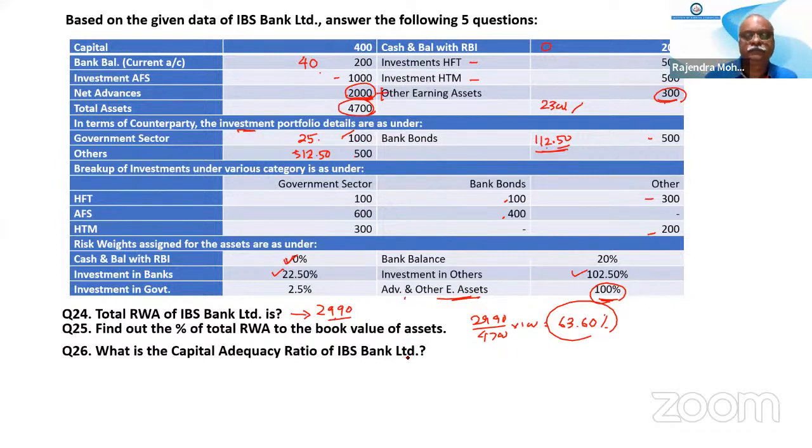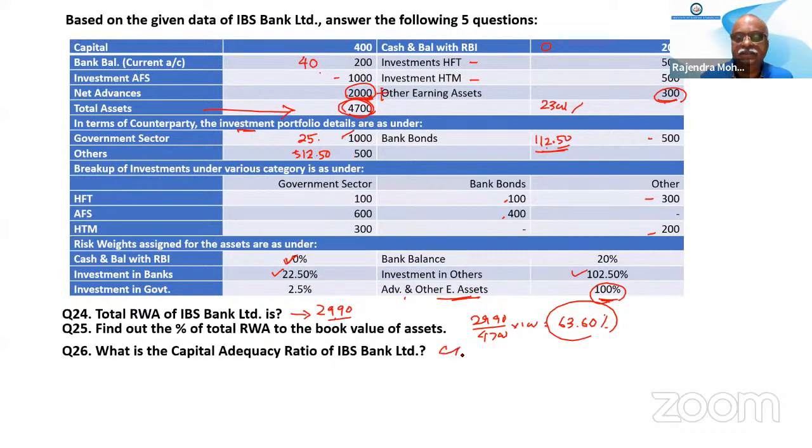Next, what is the capital adequacy ratio of IBS Bank? How is that 4,700? Here the total asset is given as 4,700, so the book value is 4,700. Out of that, what is the risk-weighted asset? We have to calculate. Now, what is the capital adequacy of the bank?